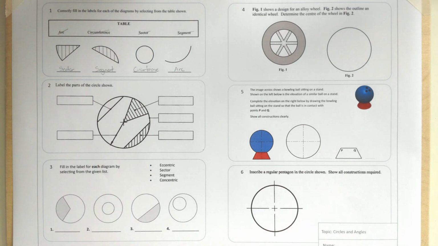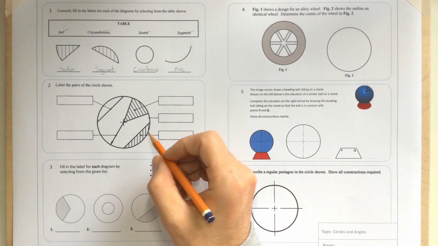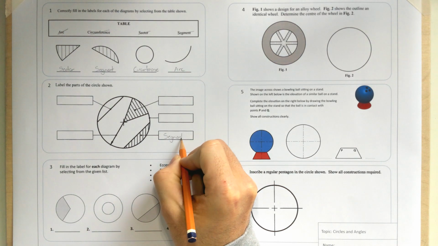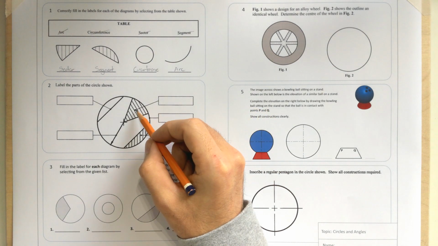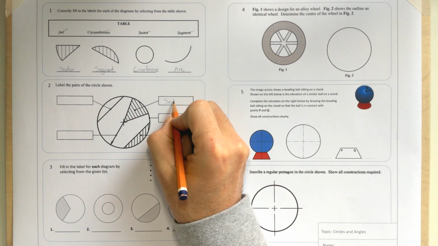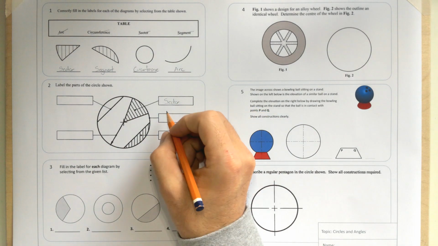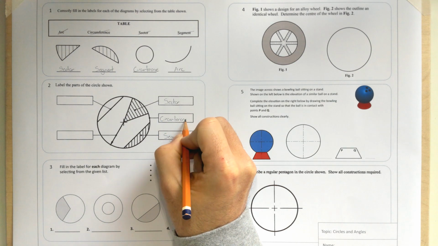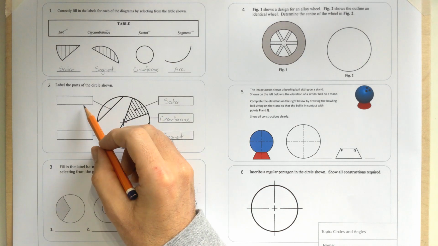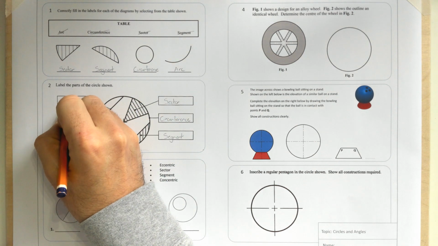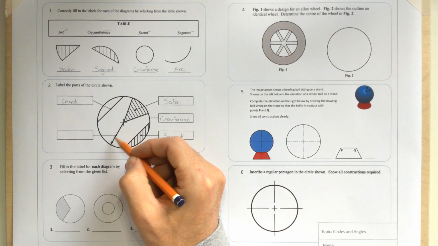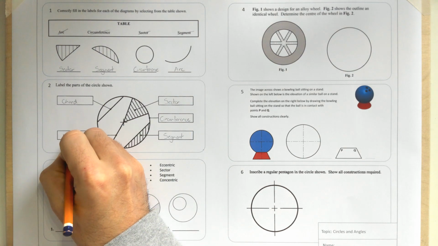Question 2, label the parts of the circle shown. Okay, so same as the top, that one there is your segment. This one here is your sector. This one here would be your circumference. One at the side here is a chord. And the one on the left seems to go from the center to the outside, so that would be the radius.